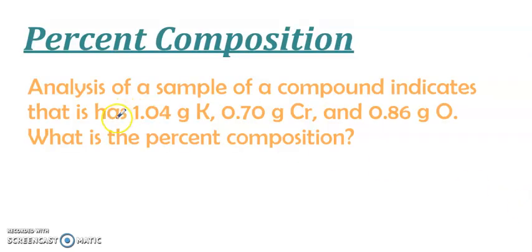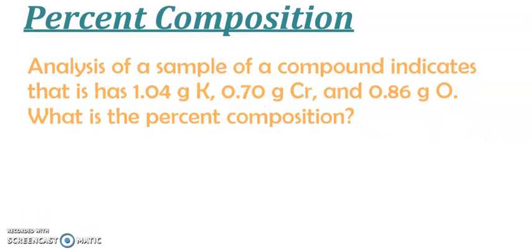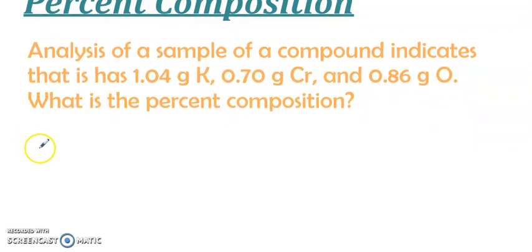Not yet. We're doing another percent composition, but this is different. They are giving you values of each one, so that's pretty nifty. Here we've got potassium, and it is 1.04. So we've got our values already figured out for us to figure out our percents. We're going to have to add these up to figure out our total.